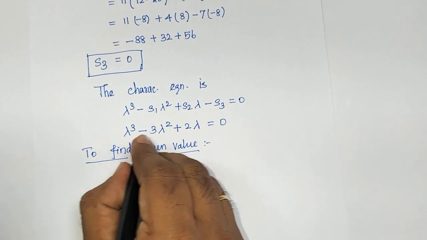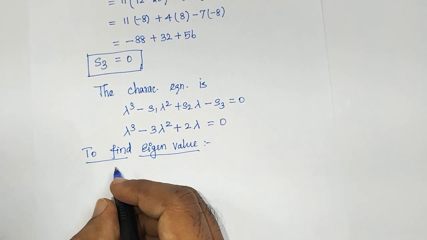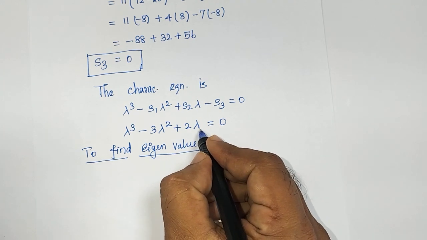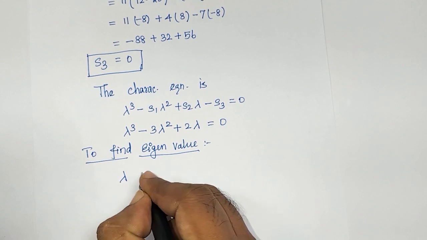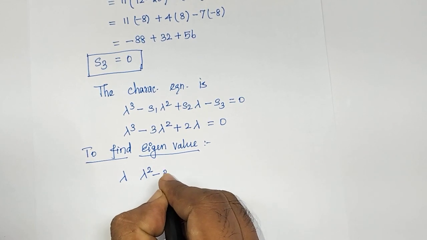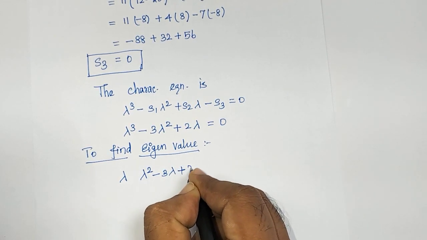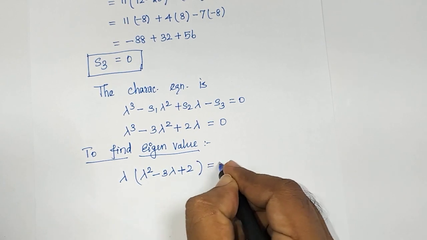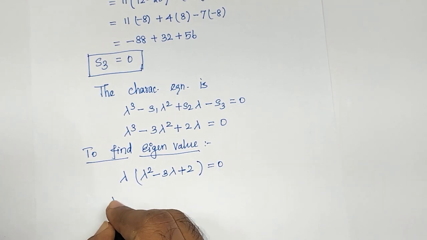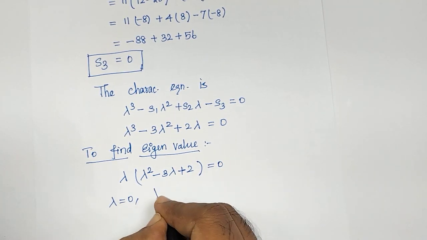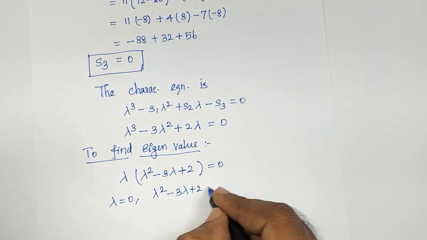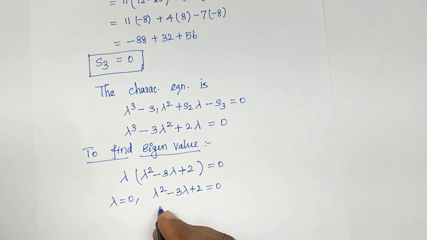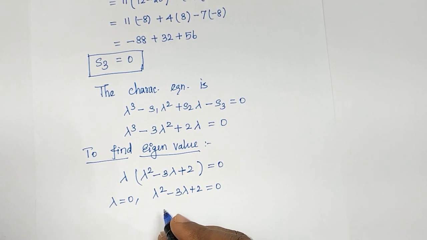So from this cubic equation, every term ends with lambda. So I am taking lambda commonly outside: lambda times (lambda square minus 3 lambda plus 2) is equal to 0. So I am writing lambda equal to 0, and lambda square minus 3 lambda plus 2 is equal to 0. This quadratic equation I am writing as linear factors.